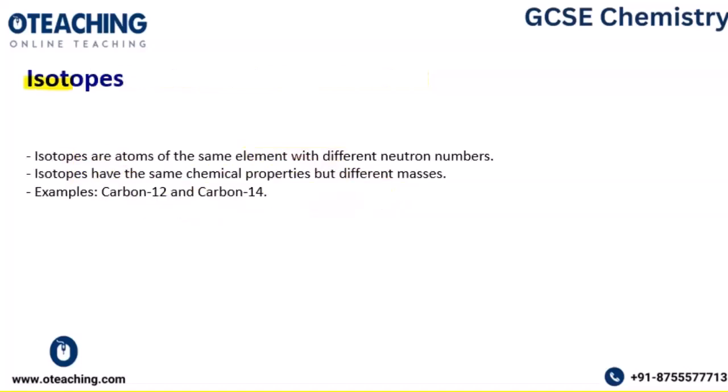Next, isotopes. Isotopes are the atoms of the same element with different neutron numbers. For example, carbon 12 and carbon 14. The atomic number would remain the same, that is 6, but the mass number is changing here. Here it is 12 and here it is 14. So these are atoms of the same element, that is carbon, with different neutron numbers.